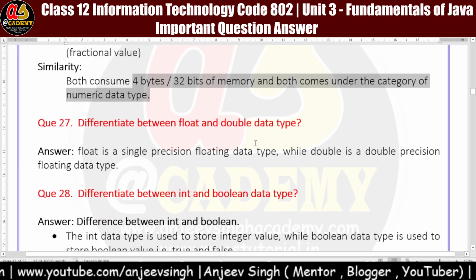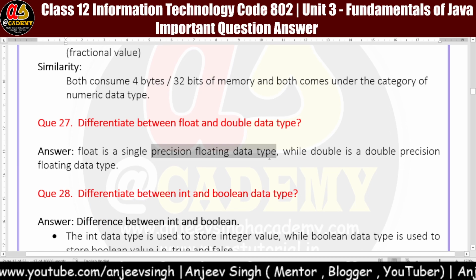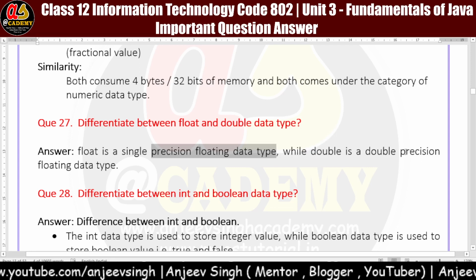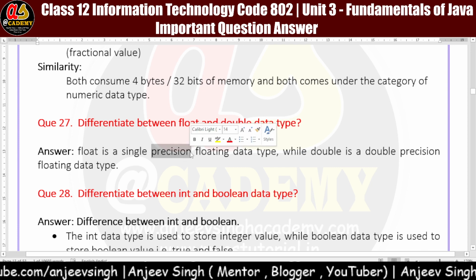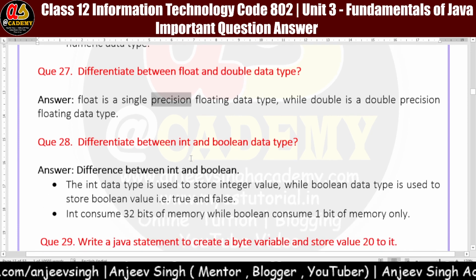Differentiate between float and double data types. Float is a single precision floating data type, while double is double precision. What is the meaning of precision here? Precision means the number of digits after the decimal point.